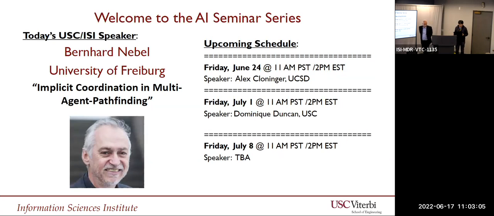So today I'm very happy to introduce Professor Bernhard Nebel. He's a professor at the University of Freiburg for the foundations of artificial intelligence. His research interests are automated planning, knowledge representation, and its application to robotics. He is an ACM, AAAI, and EurAI fellow, and he's also a member of the German Academy of Science, Leopoldina, and a member of Academia Europaea. In 2019, he was named as one of the 10 formative minds in German AI history by the German Computer Science Society. So let's welcome Professor Bernhard Nebel to introduce his talk on implicit coordination in multi-agent pathfinding.